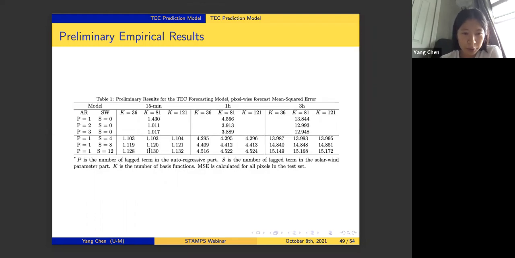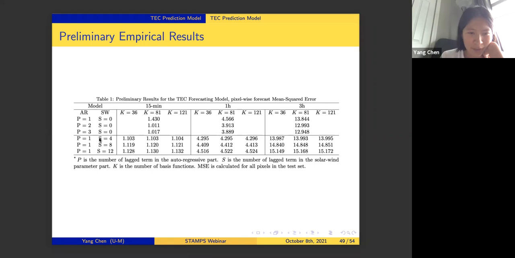So here are some of the results. I just want to recall that P is the number of terms in the autoregressive part, and S is the number of terms that we use for the solar wind parameters, the vectored predictors. As you can see, as we move from autoregressive term being 1 to autoregressive term being 3, the results get significantly better across all lead time predictions. We're considering lead times of 15 minutes, 1 hour, and 3 hours. In the field of ionosphere monitoring, the 3-hour prediction is a very, very long prediction window that we are trying to stretch ourselves against.